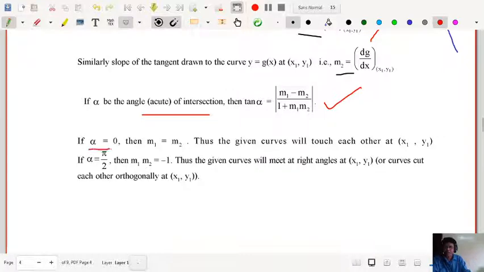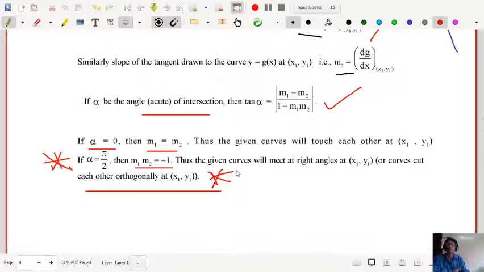Now if alpha equals 0, m1 equals m2, simple, because the curves will coincide and touch each other. And if alpha equals 90 degrees, pi by 2, m1 m2 equals minus 1. So in that case we say the curves cut each other orthogonally. So this is very important. Orthogonality is very important. So if I say two curves cut each other orthogonally, that means the angle of intersection is pi by 2. They cut each other at right angles.